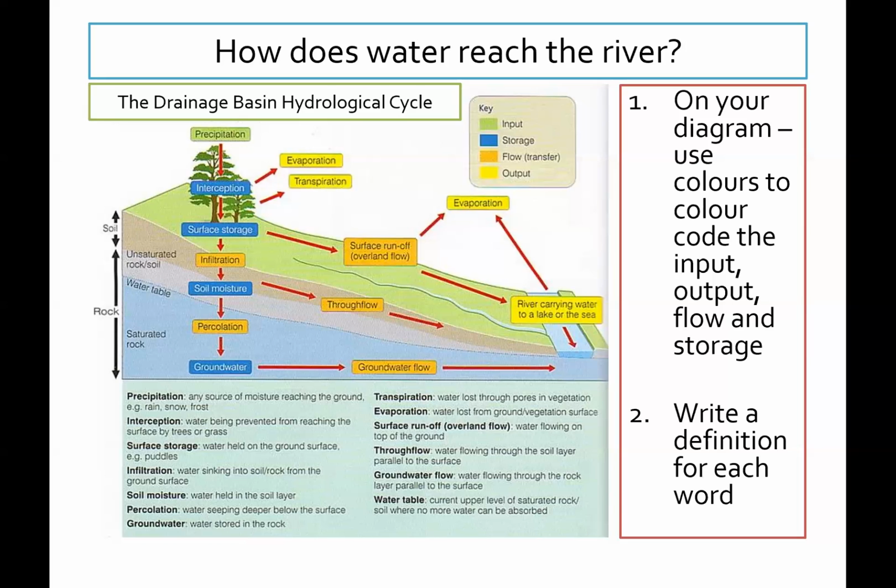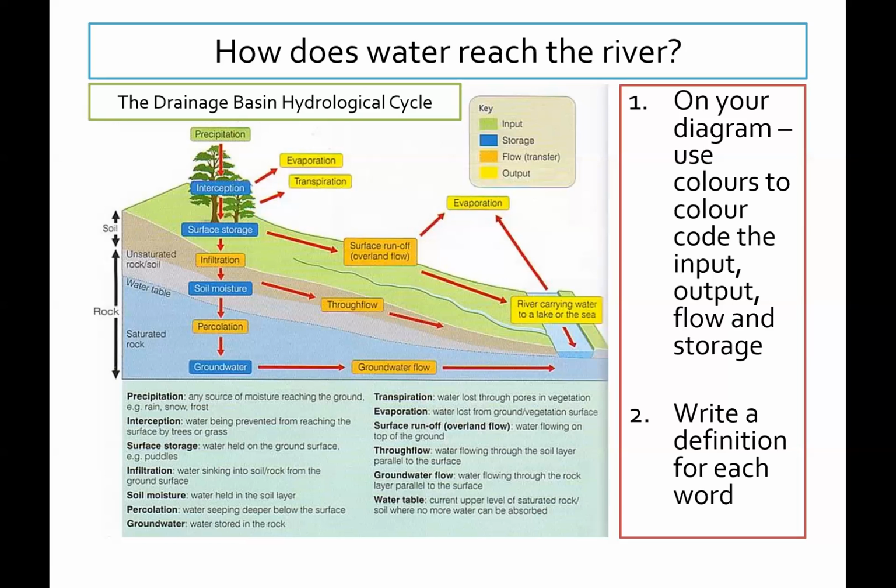From both your plants and from those puddles, you can get evaporation or transpiration from the plant, and that's an output. That water literally leaves that drainage basin, it goes into the air again, into the atmosphere, it's moved away and it's gone. So that's two outputs, either evaporation from puddles, lakes, or transpiration from the plants.